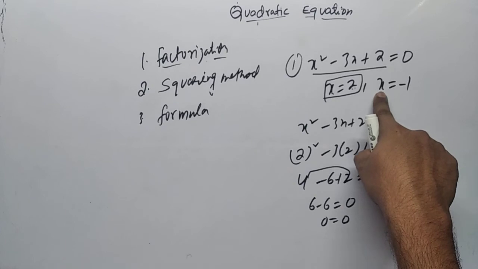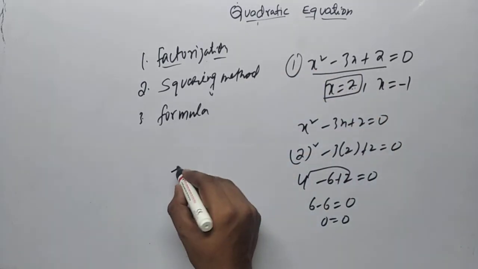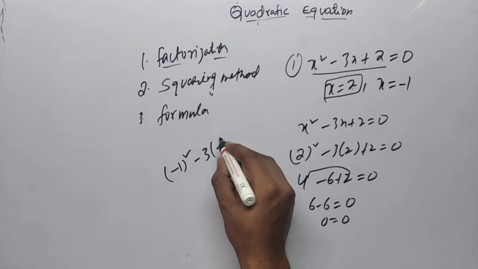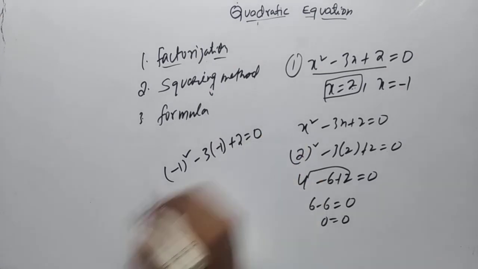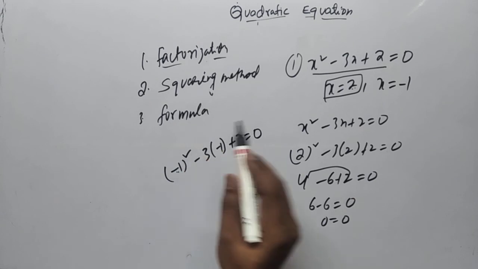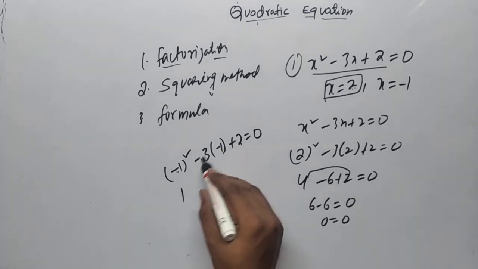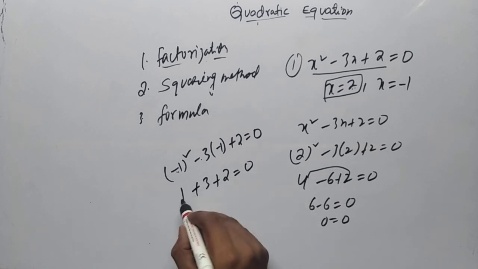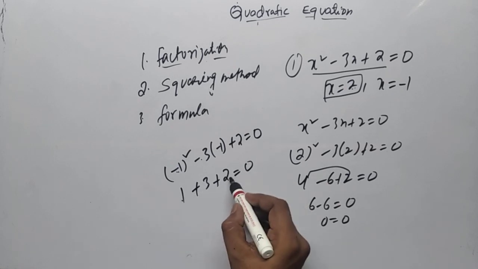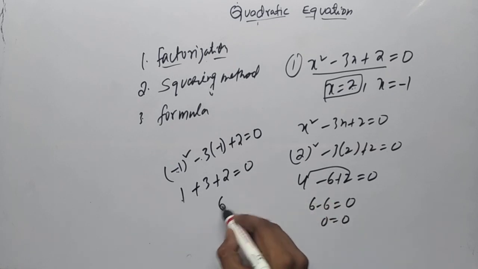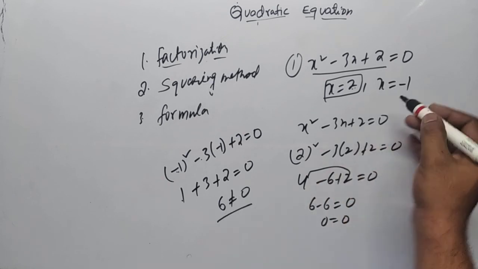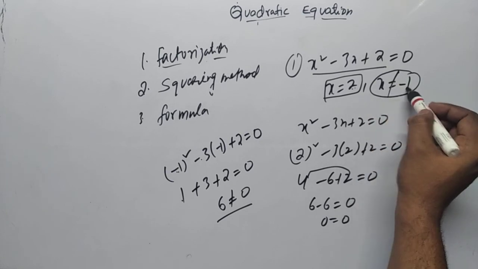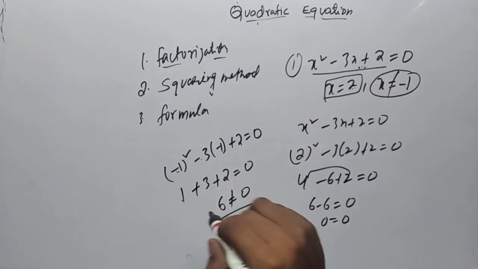Now we will try with x is equal to minus 1. We substitute: minus 1 whole square minus 3 into minus 1 plus 2 is equal to 0. Minus 1 whole square is 1, and minus 3 into minus 1 is plus 3, plus 2. So 1 plus 3 is 4, 4 plus 2 is 6. So 6 is not equal to 0. So x is equal to minus 1 is not a solution for this quadratic equation.